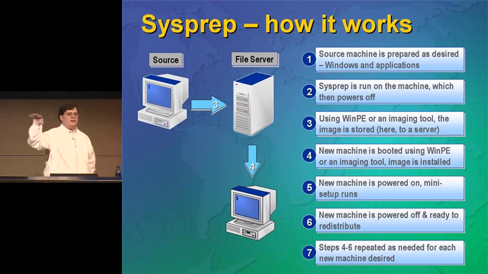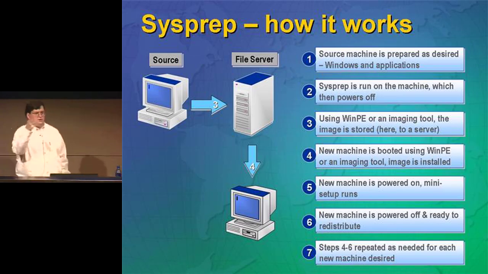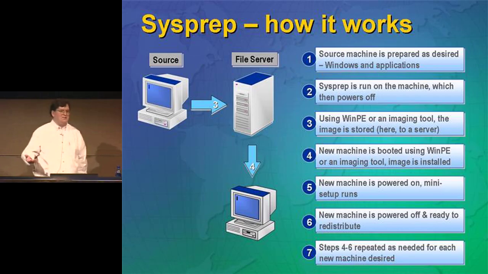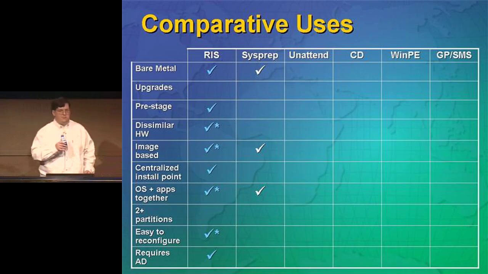You'd actually copy the image. Say we could use Xcopy here to copy it over to the server. The new machine below is booted using WinPE, and you could again copy the image over from there. And the new machine is powered on and mini setup runs. And the new machine is then ready to distribute. You could either distribute before or after mini setup is run. And then you can repeat, obviously, steps 4 through 6 as many times for as many machines as you want to deploy using SysPrep, using that same image.